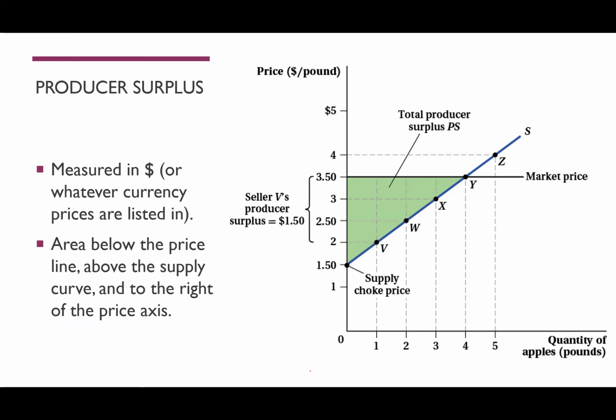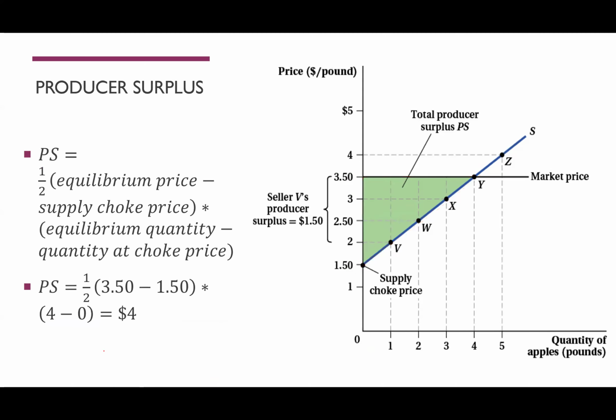Okay. Similar to consumer surplus, producer surplus is measured in dollars or whatever currency the price is listed in. And it constitutes the area below the market price line, above that cost curve, that marginal cost curve or supply curve, and to the right of the price axis. Okay, so in our example here, it's forming a triangle, which means that we can, again, use that area of a triangle formula to calculate producer surplus in this case. So 1/2 base times height. Our height here is going to be the difference between the equilibrium price and the supply choke price.